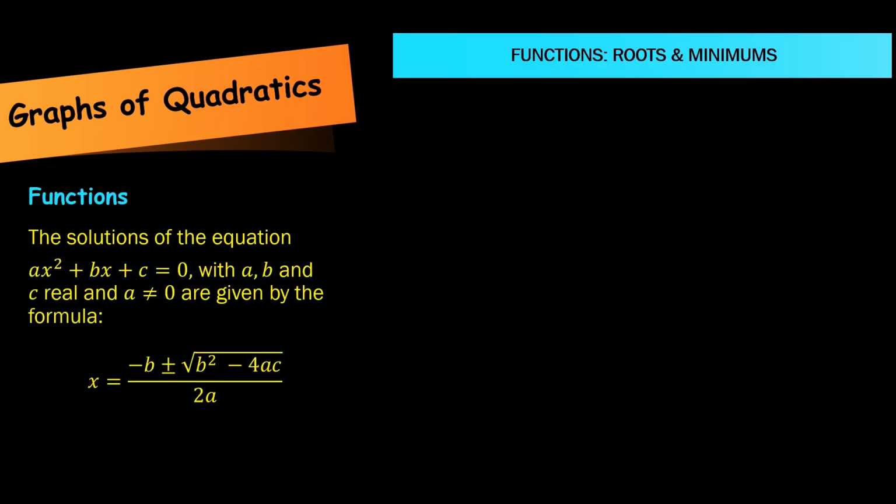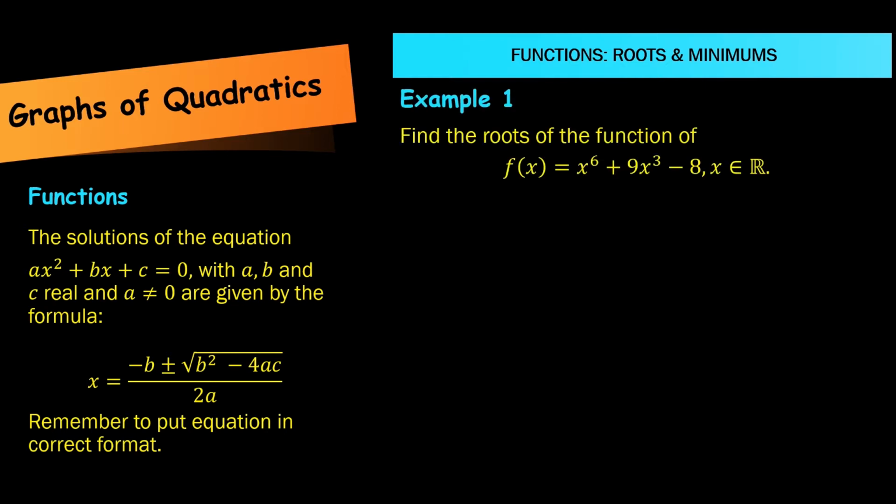Recall that the solutions of the equation ax squared plus bx plus c equals 0, with a, b and c real and a not equal to 0, are given by the formula on your screen. Remember that in order to solve a quadratic, you need to put the equation in the correct format first. Take a look at this example. Pause the video and have a go. Press play when you're ready to view the solutions.